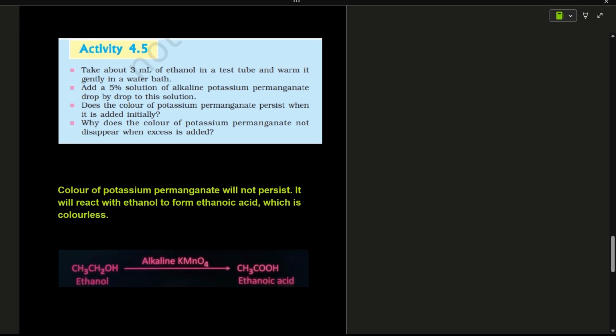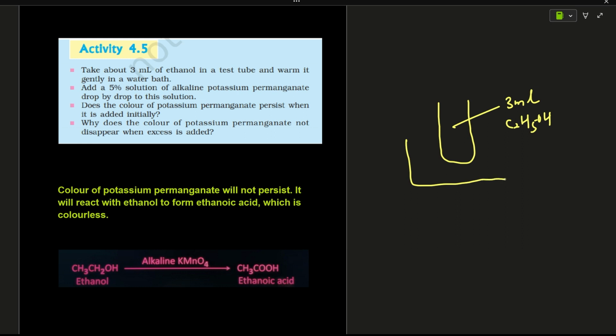Take 3 ml of ethanol in a test tube and warm it gently in a water bath. ठीक है? एक test tube लो. Okay? And in that you take 3 ml of ethanol, C2H5OH. Now warm it gently in a water bath. इसको water bath में gently इसको हम गर्म करेंगे. Water bath में gently गर्म करने का मतलब क्या है?